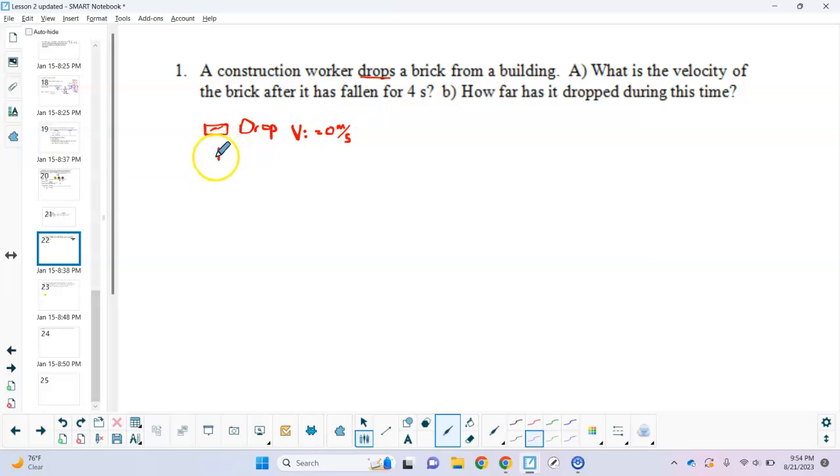So it's starting at rest, and then it's going to fall downward, and it's going to speed up on the way down. So it doesn't say that it hits the ground, but we know at 4 seconds is when we're kind of looking to examine what's going on. So that's the first step, drawing the picture.